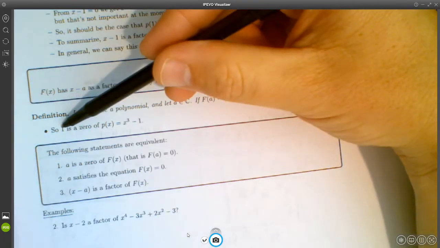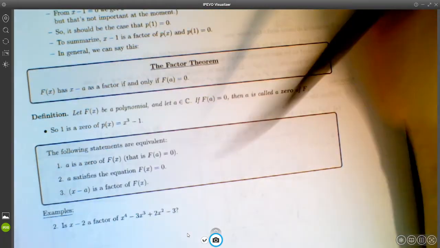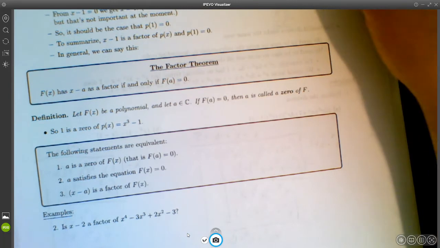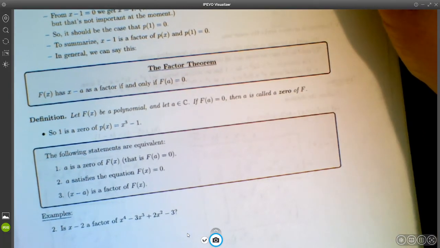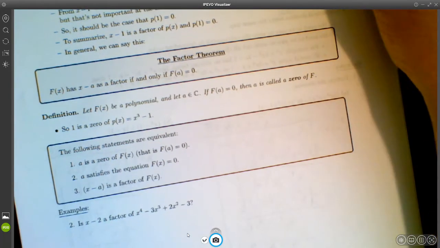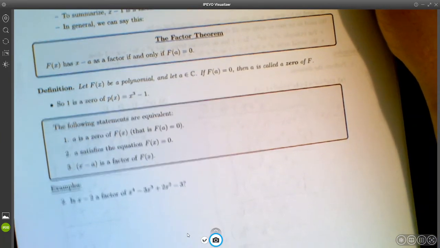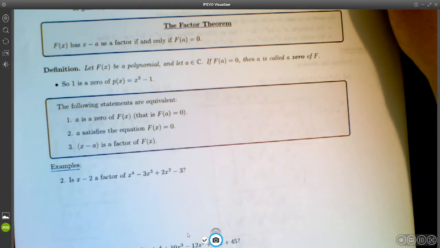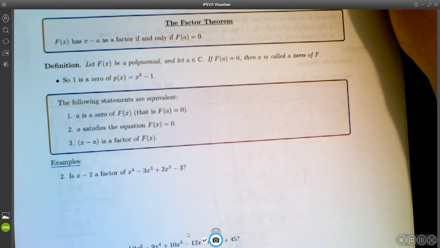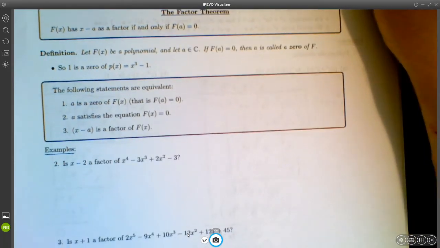So in other words, 1 is a 0 of the polynomial p of x equals x cubed minus 1. Now, if your head is swimming right now, if you're like, what in the world is he talking about? It's because I keep saying the same thing over and over again. And it's really not difficult. It's as easy as you think it is. So don't overthink this.